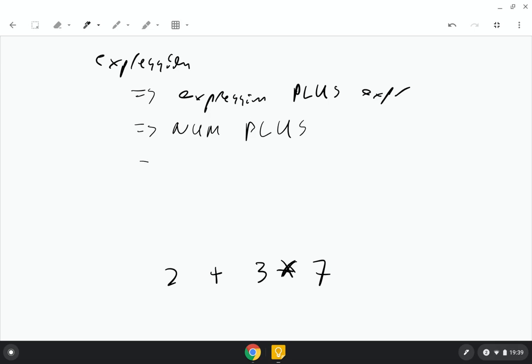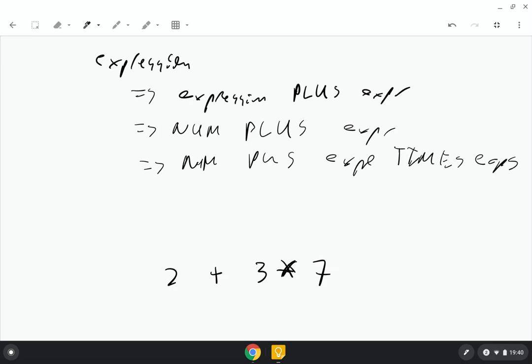So what about the second expression? What would that get replaced with? Expression times expression? Yeah, good. So just expression times expression. And that corresponds to 3 times 7. And then if we continue doing this, there's really only one option for each of these expressions. They will both have to be at this point the number token.